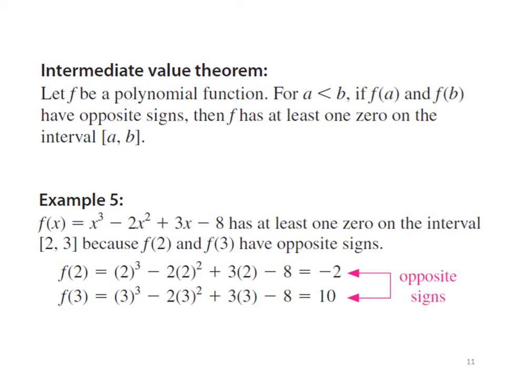The polynomial function f of x equals x cubed minus 2x squared plus 3x minus 8. This is a polynomial function of degree 3. It has at least one zero on the interval from 2 to 3. To show this, we will show that f of 2 and f of 3 have opposite signs. If you evaluate the function at 2, you will get minus 2. The function evaluated at 3 will equal 10. So f of 2 and f of 3 have opposite signs, and therefore, by the intermediate value theorem, f will have at least one zero between 2 and 3.